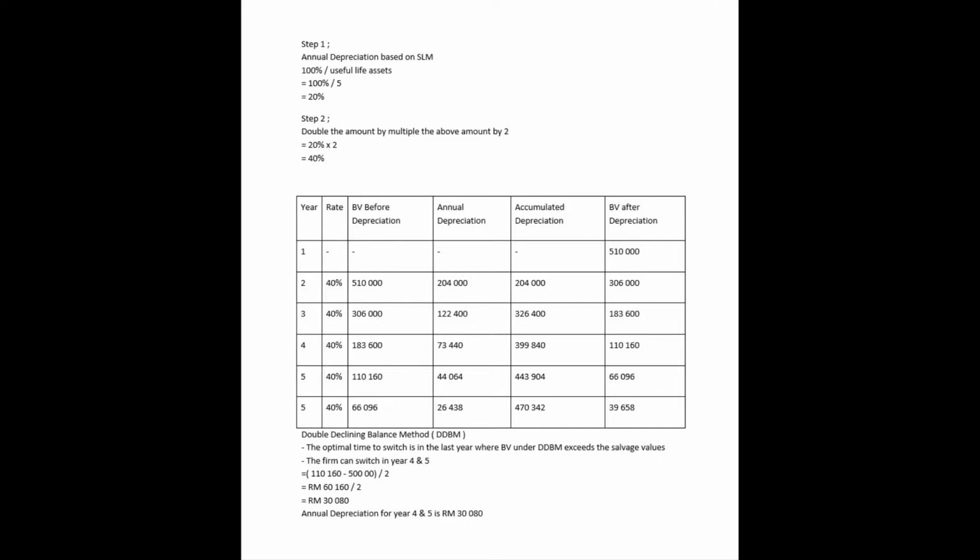With the double declining balance method, DDBM, the optimal time to switch is in the last year where the book value under DDBM exceeds the salvage value. The firm can switch in year 4 and 5. 110,160 ringgit minus 50,000 per 2, so the sum equals 30,080 ringgit for annual depreciation.